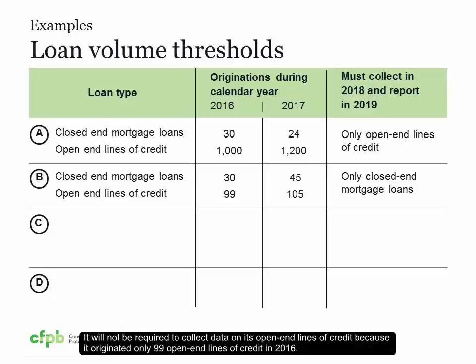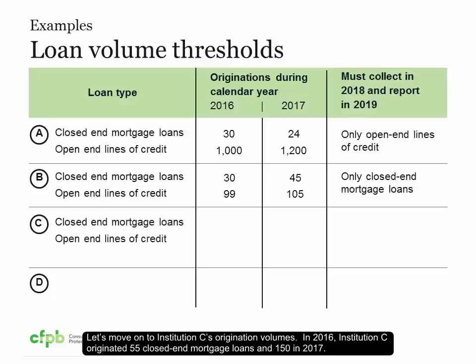It will not be required to collect data on its open-end lines of credit because it originated only 99 open-end lines of credit in 2016. Let's move on to Institution C's origination volumes.